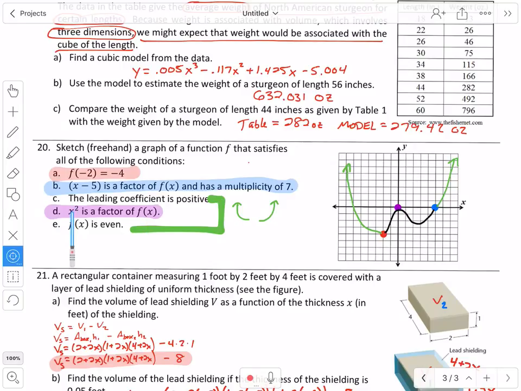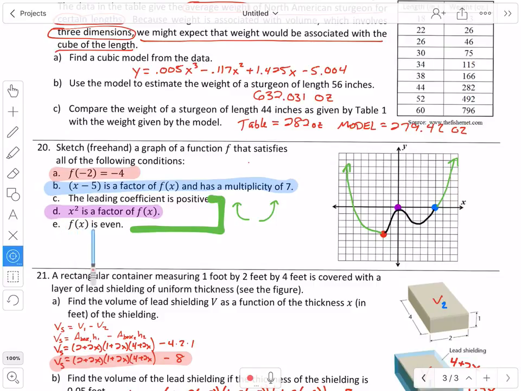That means that it crosses the x-axis at 0. That's why it's in purple. It's an even multiplicity because it's squared. So you might want to write down a little e beside the purple, a little o beside the blue, because we know of the odd and even part.